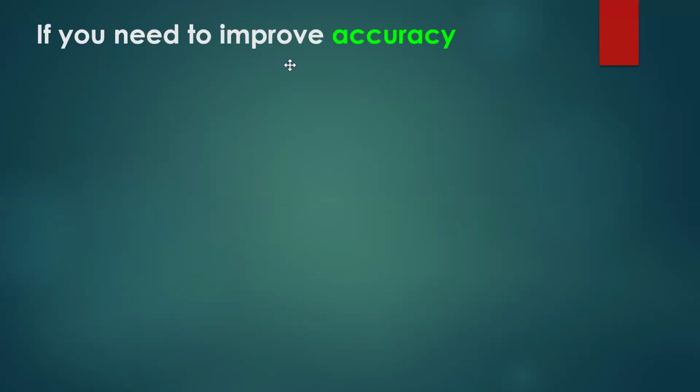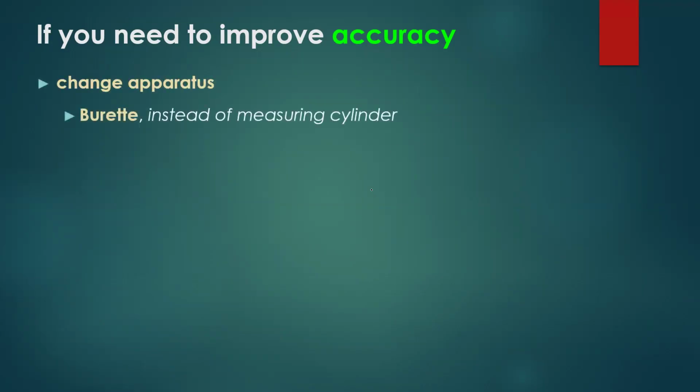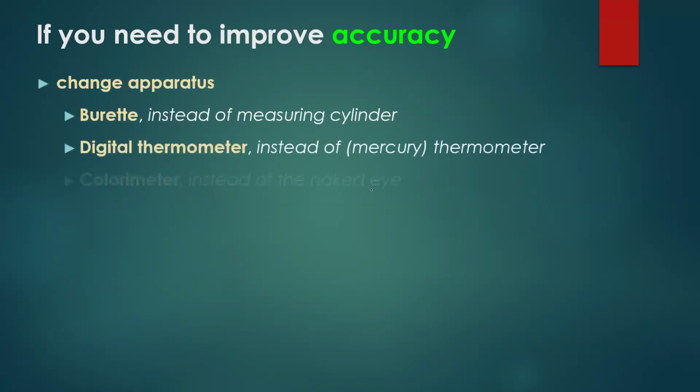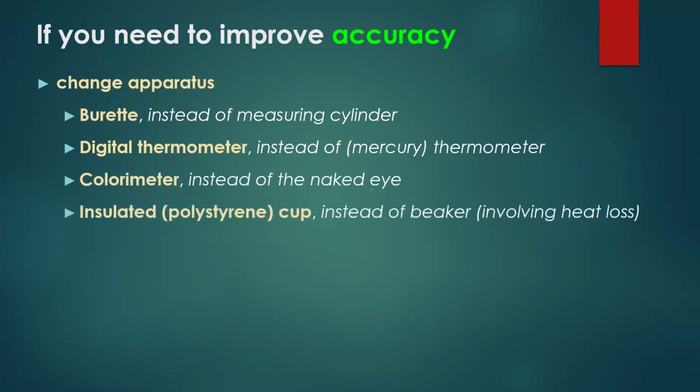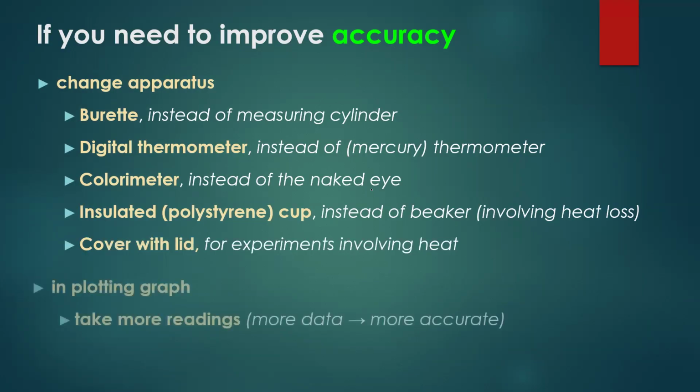Okay, if you need to improve accuracy, what will you do? Change the apparatus: burette instead of measuring cylinder, digital thermometer instead of mercury thermometer, colorimeter instead of naked eye, insulated polystyrene cup instead of beaker, cover with a lid for experiments involving heat or chromatography. In plotting the graph, take more readings, more data, more accurate. In many of the questions, the burette one is there, the insulation one, and in some of the experiments the cover also. And in plotting the graph, if you take more readings, then your data will be accurate and your graph will be smoother.